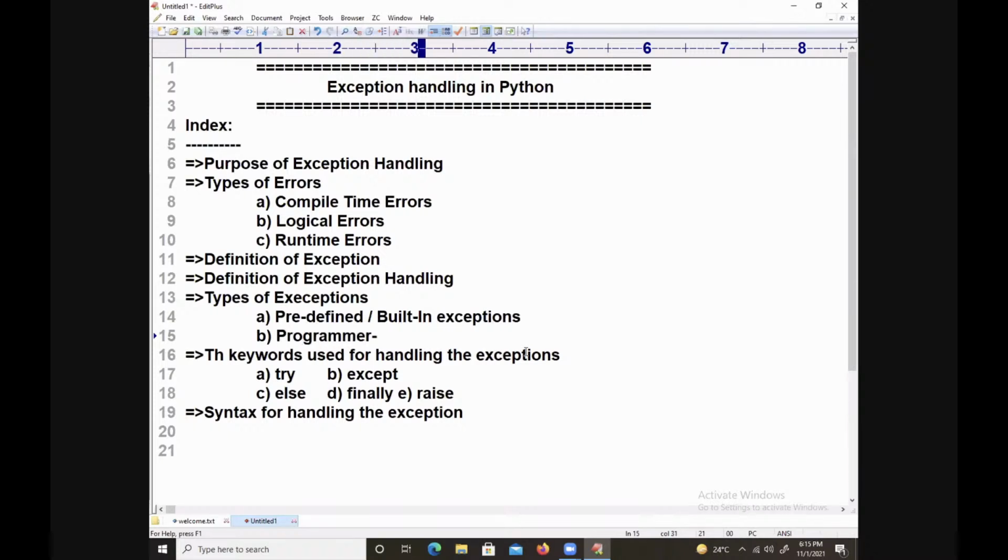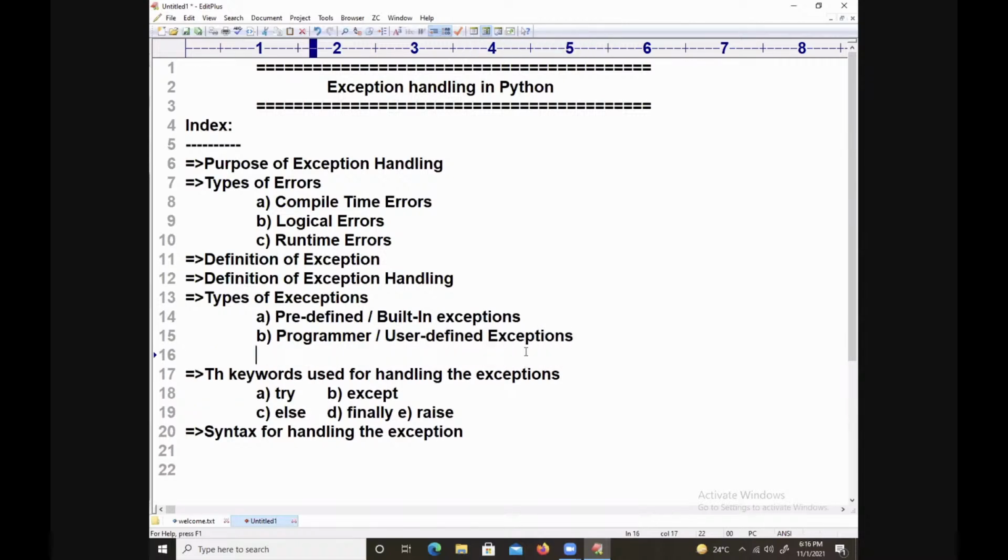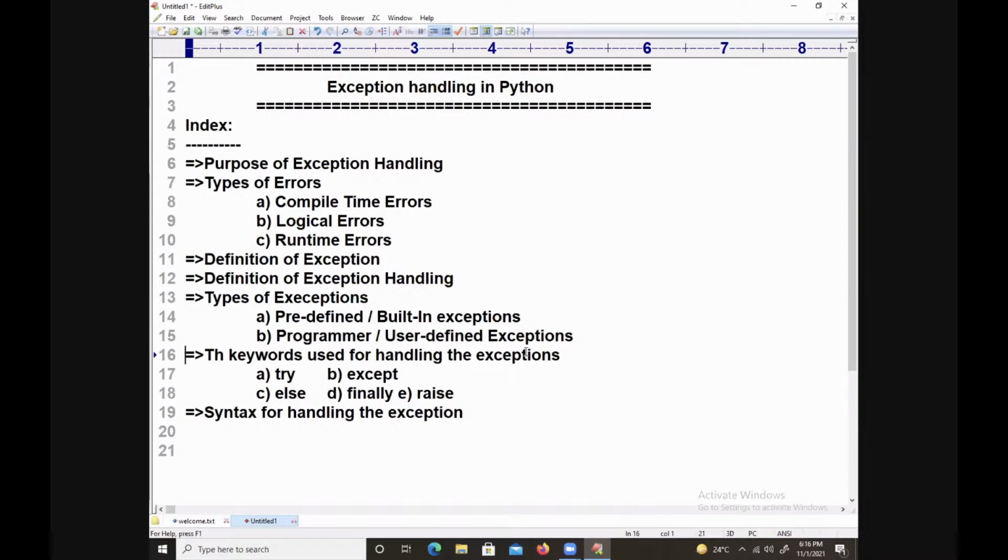Programmer defined exceptions, also called user defined exceptions. And the keywords used for handling the exceptions. Syntax for handling the exceptions. And the most important, the programming exercise about this. And next, of course, programming exercise examples, programming examples. We are talking about it.